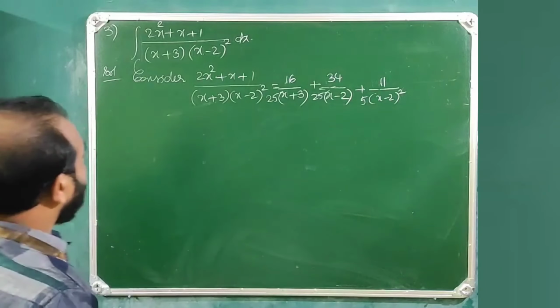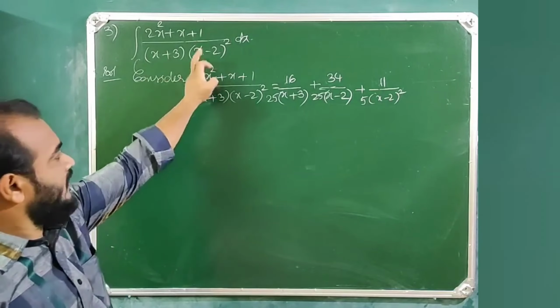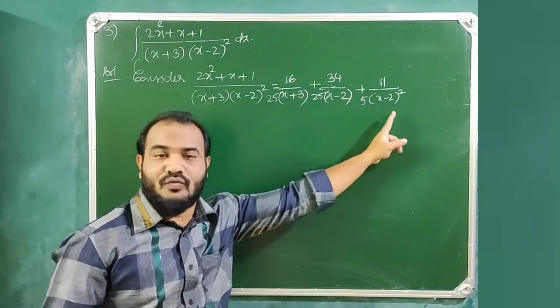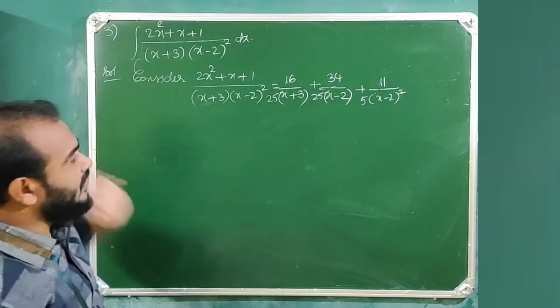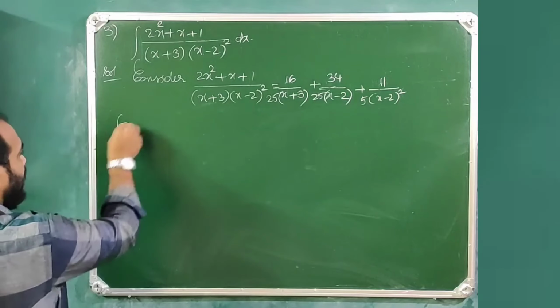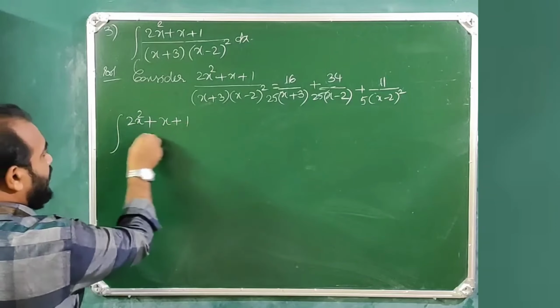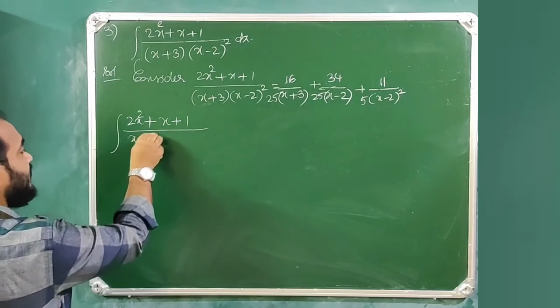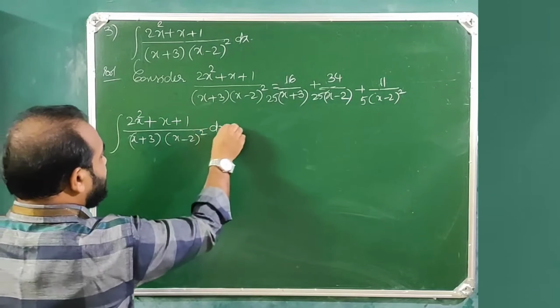Now, so (2x² + x + 1) / ((x + 3)(x − 2)²) is the value we have got so far. So now let us integrate. Now, integral of (2x² + x + 1) / ((x + 3)(x − 2)²) dx.